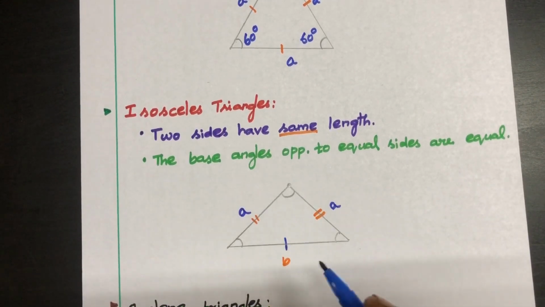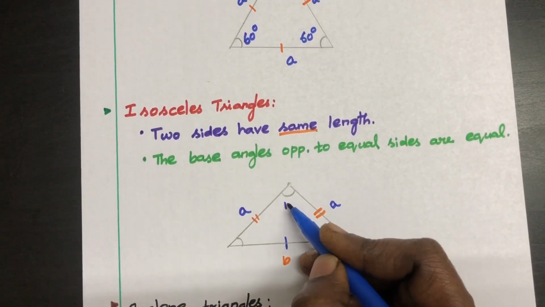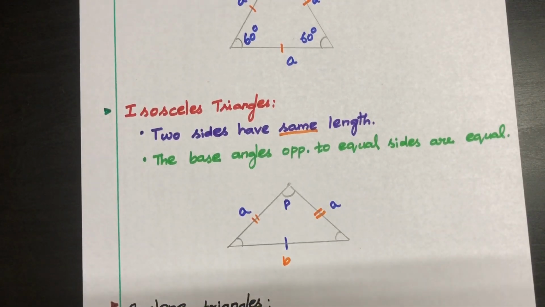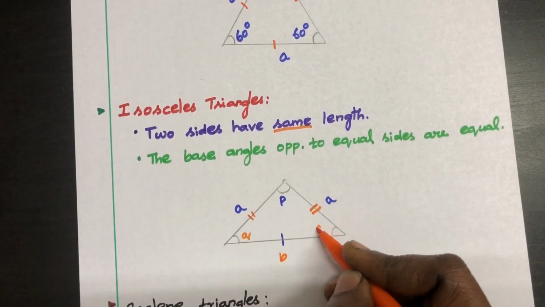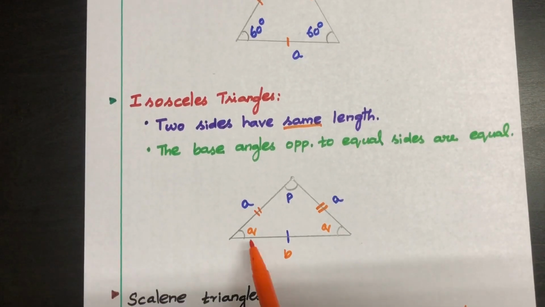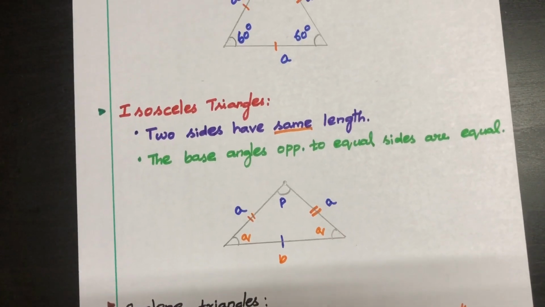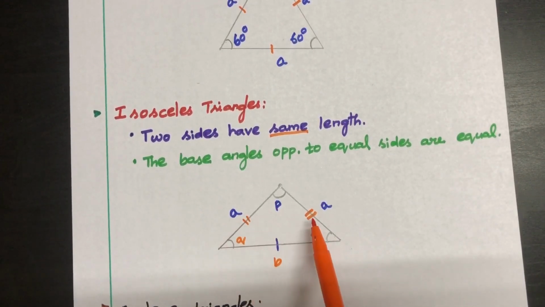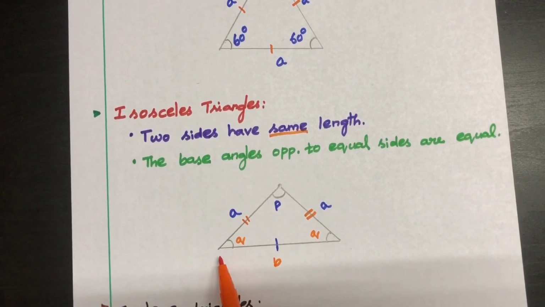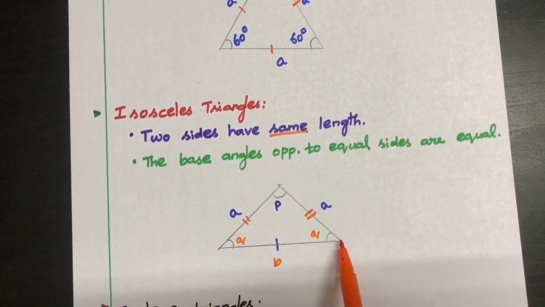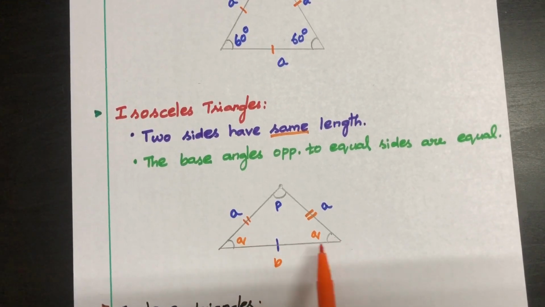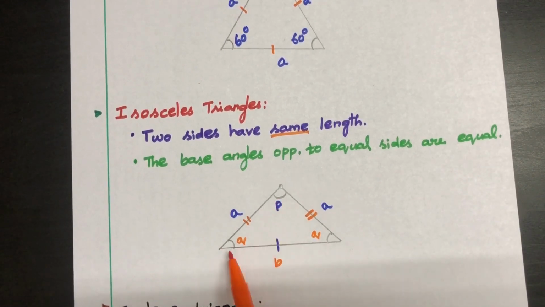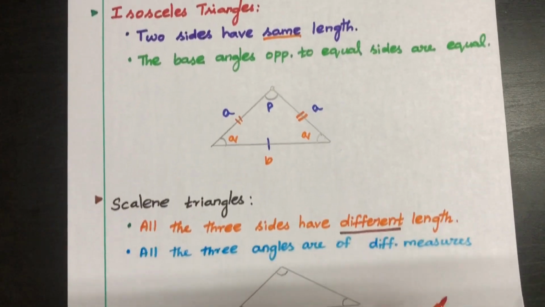Suppose this angle is P, then this angle must be Q. The base angles must be equal in an isosceles triangle. The two sides have the same length and the other side has a different length. Base angle means the angles formed at the base. So both are equal. Base angles opposite to equal sides are always equal. So this is an isosceles triangle.